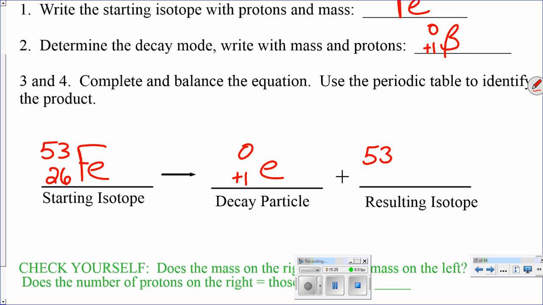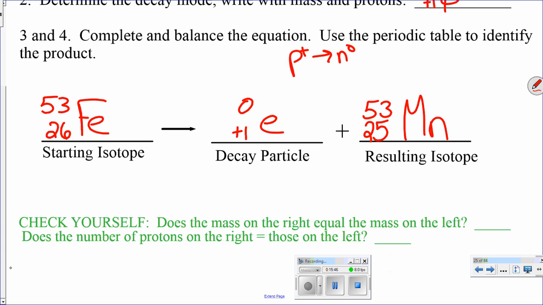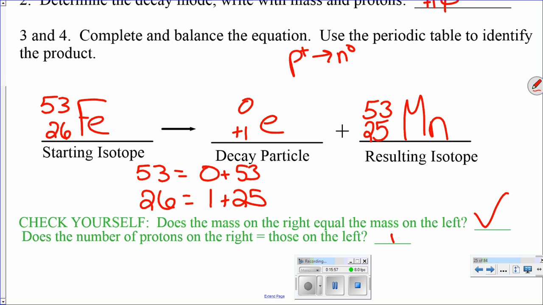53 minus 0 is 53. Because this is a +1, it's 26 minus 1. So in this case, we have a proton turning into a neutron, so we will have a decrease in our atomic number. So 25 here. And according to the periodic table, that is manganese. So let's check our work. On top, we've got 53 equals 0 plus 53. Bottom, 26 equals 1 plus 25. Both of them check. Good news.